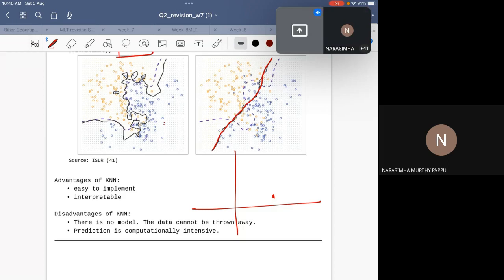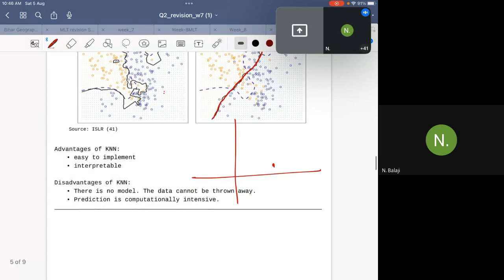See, when k is equal to 1, the training error will be 0. That is fine. The test error will be high. No, I'm talking about the training error to start with. It will overfit, so it is a case of overfitting. When k is equal to 100, the training error itself will be very high. So it is called underfitting, I think.